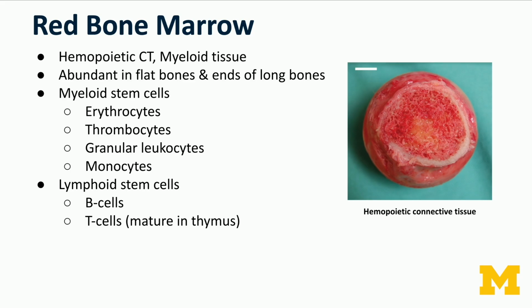So the myeloid stem cells are going to give rise to erythrocytes or red blood cells, thrombocytes or platelets, granular leukocytes, and monocytes, which can then become macrophages. The lymphoid stem cells are going to give rise to the B cells and the T cells. T cells, because they mature in the thymus, are thymocytes.